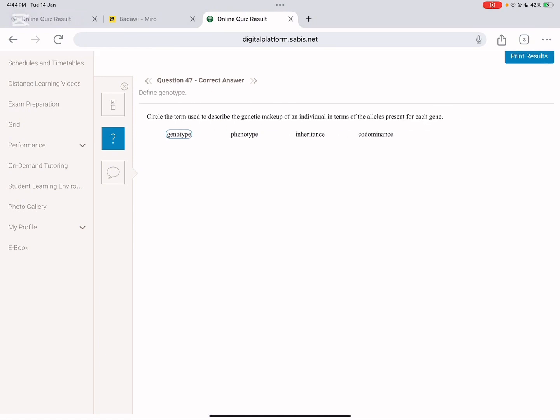Okay, whenever they tell us the genetic makeup, it's always going to be the genotype. If they ask you about what you see, it's the phenotype. If I look at someone with, for example, orange hair, I'm not going to know his genotype, but I can directly tell his phenotype is that he has ginger hair.